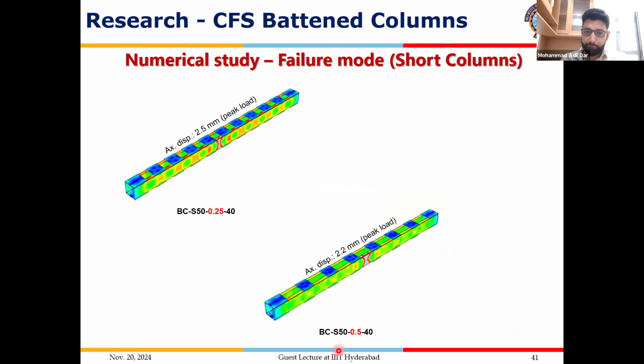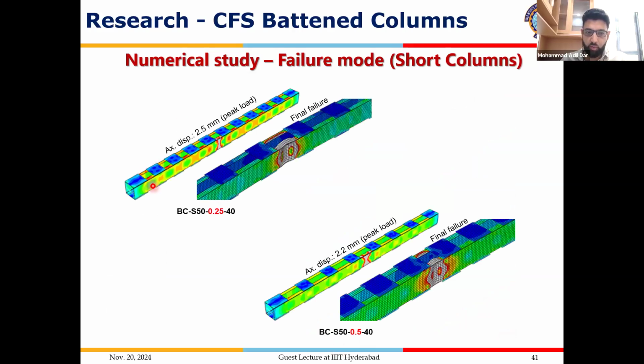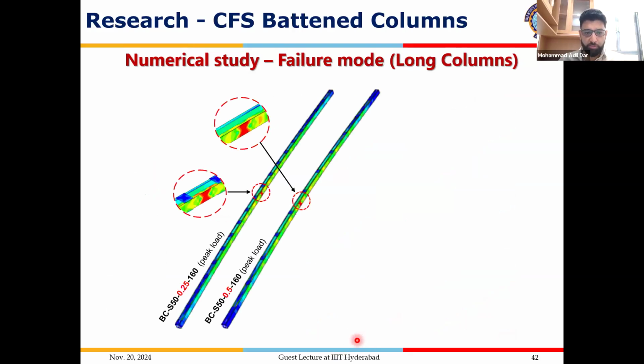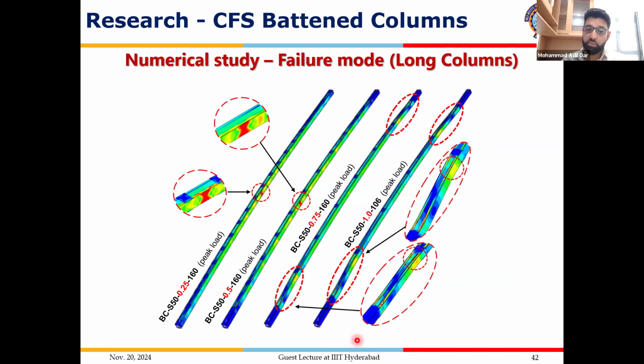In short columns, a similar observation was noted. However, again, the spread was more uniform when the lambda chord by lambda was 0.25 compared to when it was 0.5. In long columns, for 0.25 and 0.5, nearly a similar trend, not much of a difference. However, when the lambda chord by lambda exceeded 0.5, we saw panel distortion, as I explained in one of the failure modes of the tests.